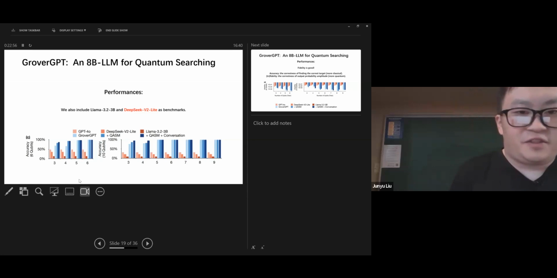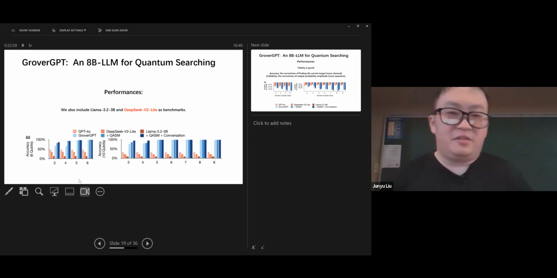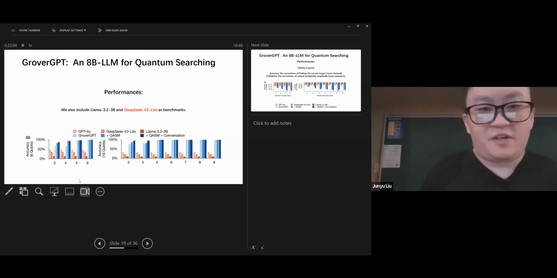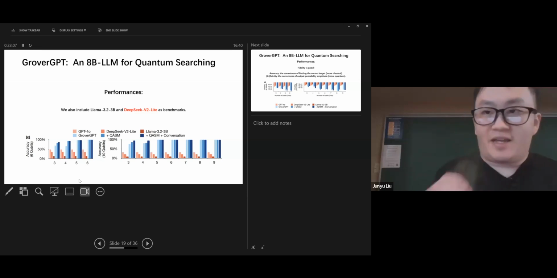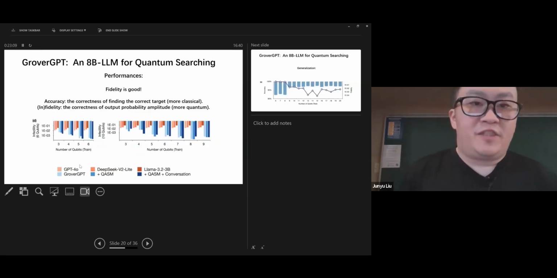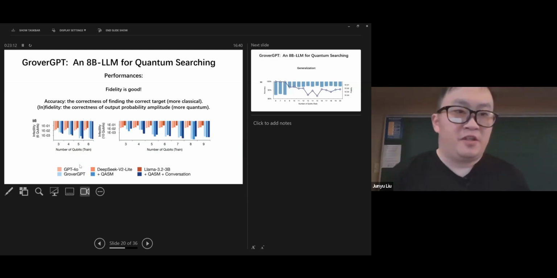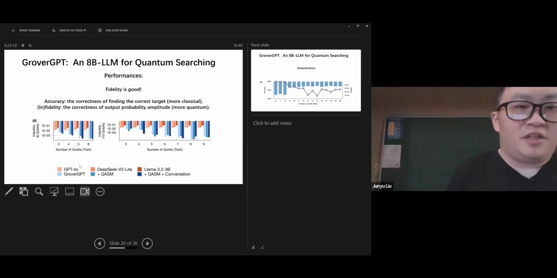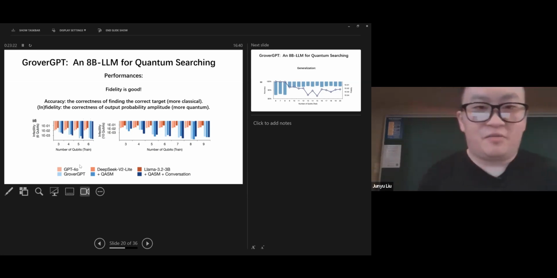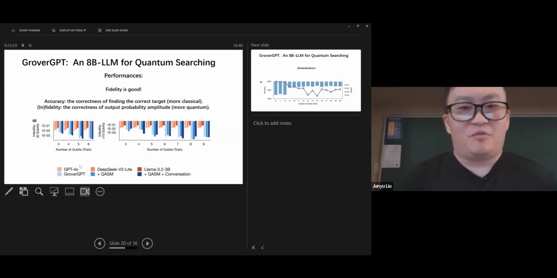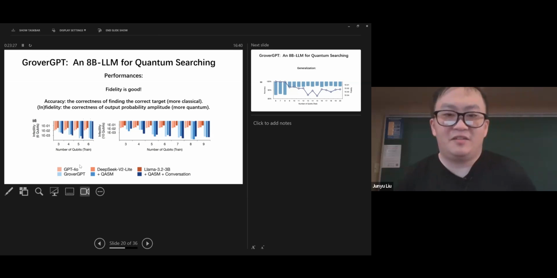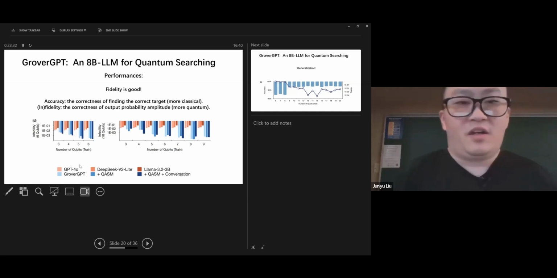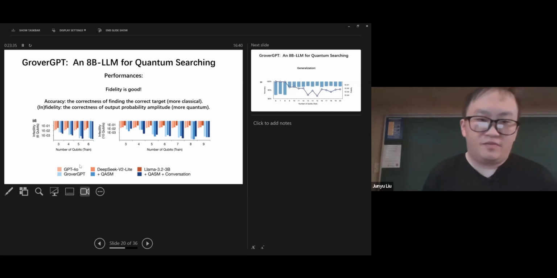We find that after a sufficient amount of training, and especially with some prompt engineering, it can actually have significantly enhanced accuracy. Overall, the fidelity is also good for the output. We define accuracy as finding the correct target, but fidelity, or infidelity, is about the correctness of the output probability amplitude. It is more quantum, and it includes the unmarked state probability, so it seems to be a more comprehensive identification.